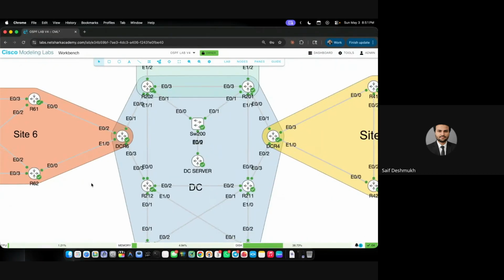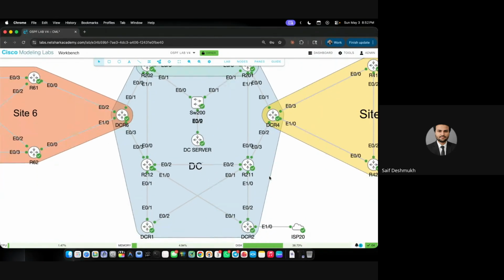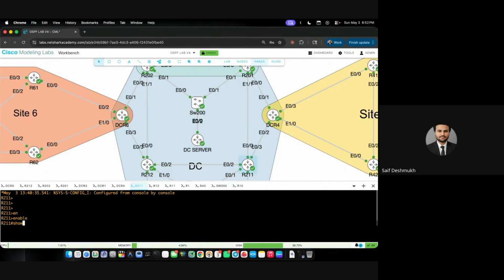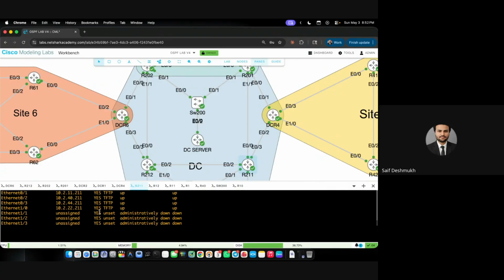Try to understand one thing here. These 4 routers, or more specifically 211 and 212. Let's understand their IP addressing scheme. Everywhere we are using 10.2.